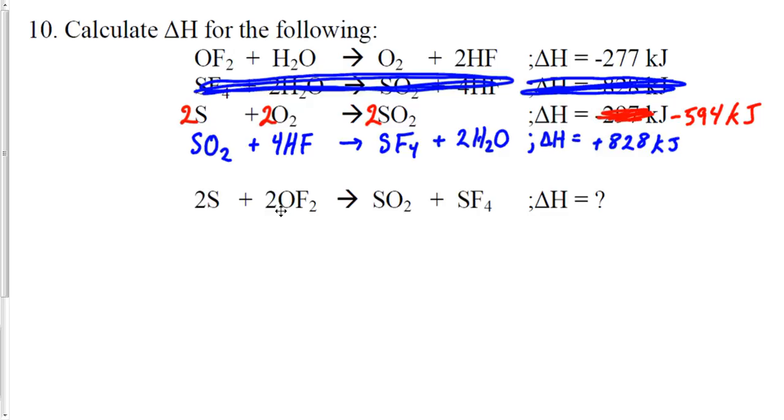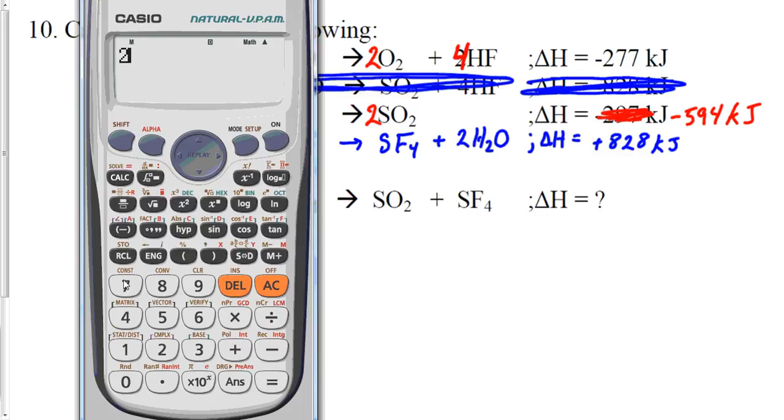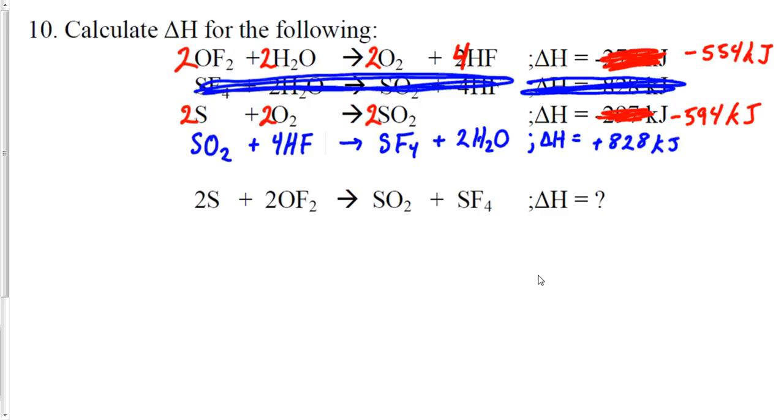Now I'm looking at this 2OF2. So I'm going to multiply the top equation by 2. So 2 OF2, 2 H2Os, 2 O2s. Now, this one's already got a 2 in front of it, so 4. Very good. So that becomes 4 HFs. And now I got to do the same thing with this negative 277. I got to times it by 2. 277 times 2 equals, and don't forget your negative sign, negative 554. And y'all, in reality this one is about as hard as it gets. So if you can follow this one, you should be good to go.